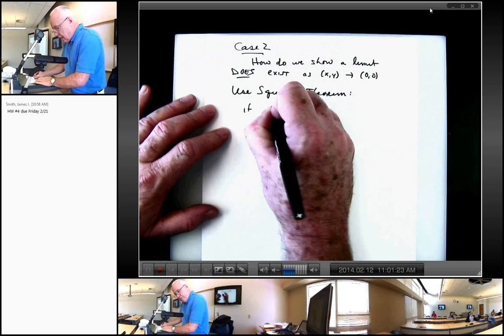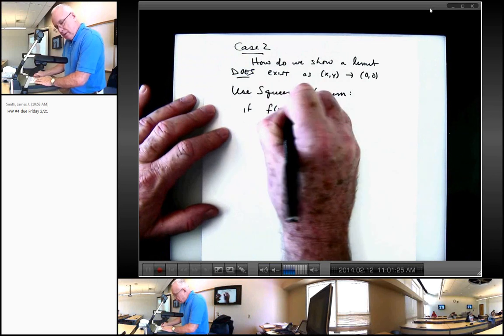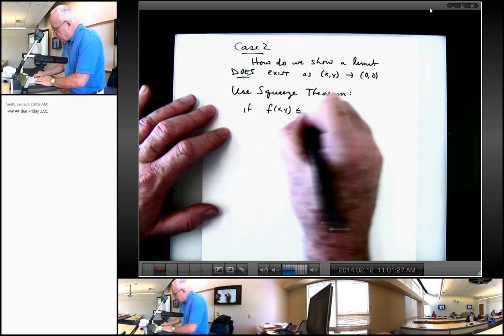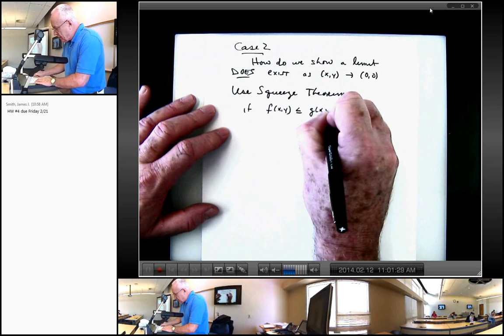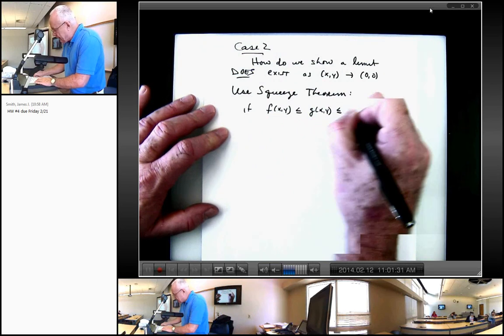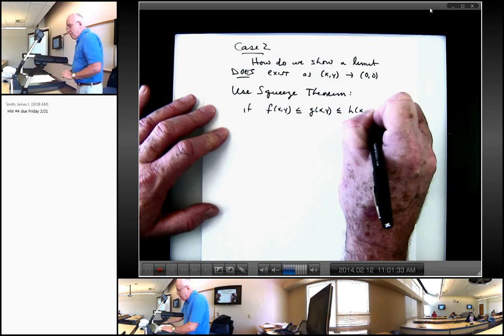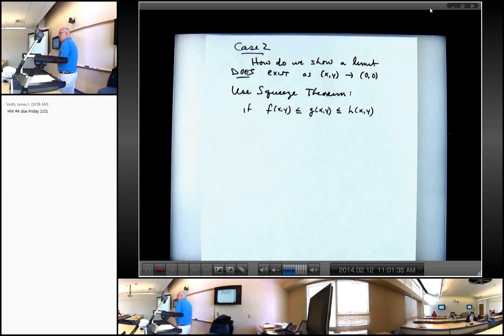If f of xy is less than or equal to g of xy, and that in turn is less than or equal to h of xy, then what we have here are three functions of two variables where one is always bigger, one's in the middle, and one's always smaller. All right?